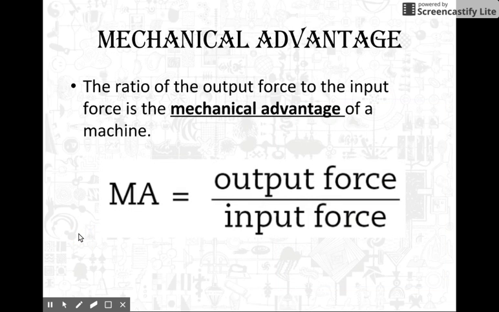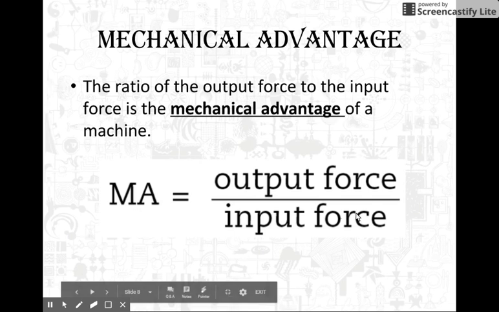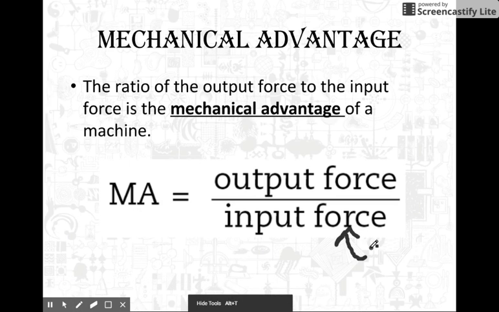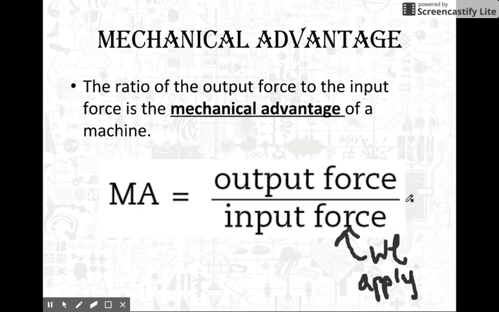We can calculate the advantage of using a machine. We call that the mechanical advantage. The higher our mechanical advantage is, the better that machine is at doing the work for us. We calculate our mechanical advantage as a ratio: we take our output force divided by the input force. The input force is the force that we apply, and the output force is the force that the machine applies on whatever object you're trying to do work on.